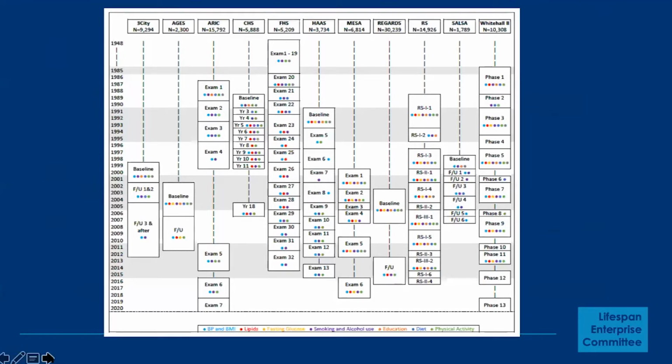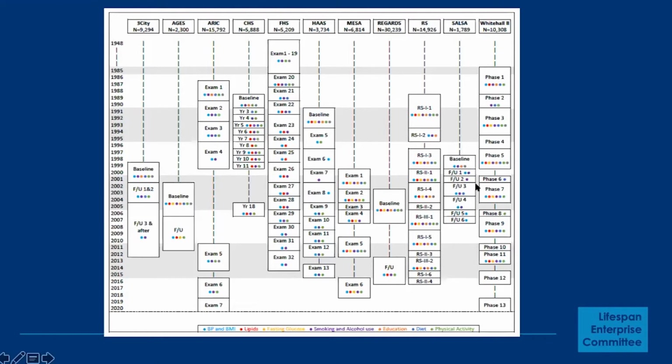So if we just look at some of the adult cohorts, these are the cohorts at the top. You can see that each one has had a variety of different examination cycles at different time periods over the course of the past 30 years. For example, this is the 3-city study. You can see their baseline was about 1999, and they had 3 follow-ups going through 2012. At the end here is Whitehall, and you can see again they started much earlier and have had many more in-person exams.